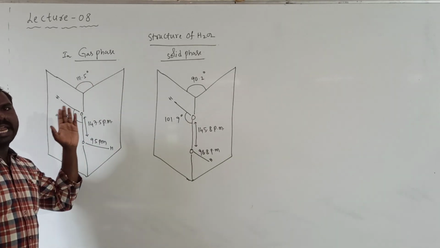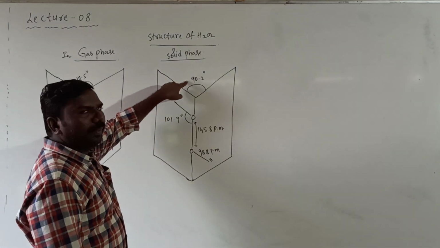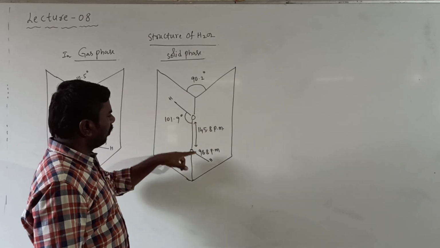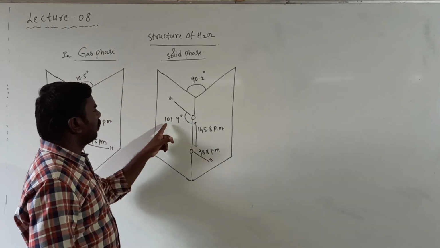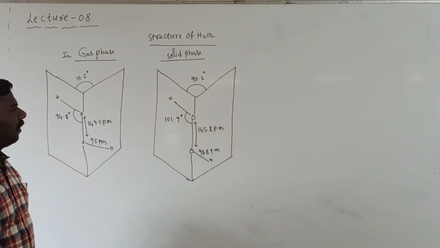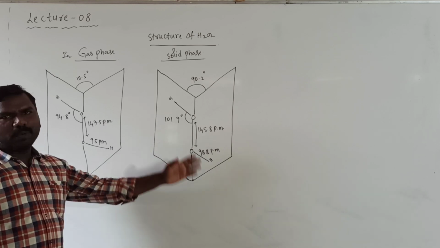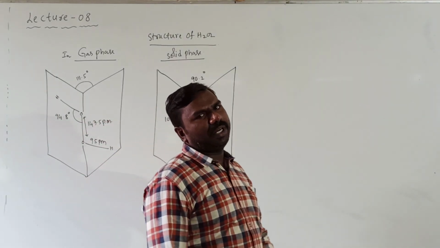It is a dihedral angle. And now here also, this angle will be 90.2. The OH bond length will be 98.8. And this will be 101.9. The length will be 145.8 picometers. You have to remember this, there is a chance to ask these parameters also.